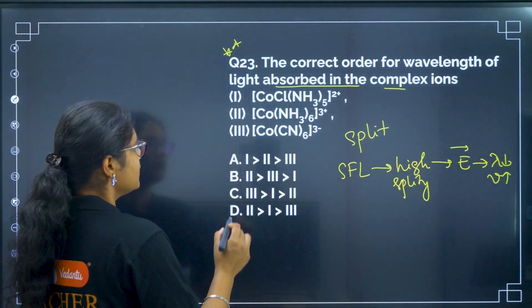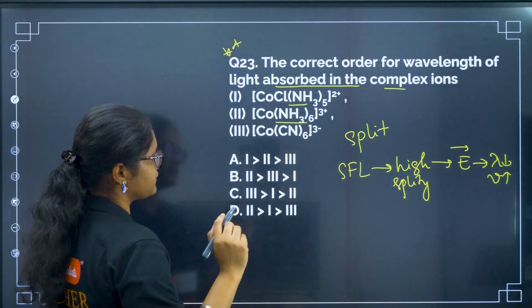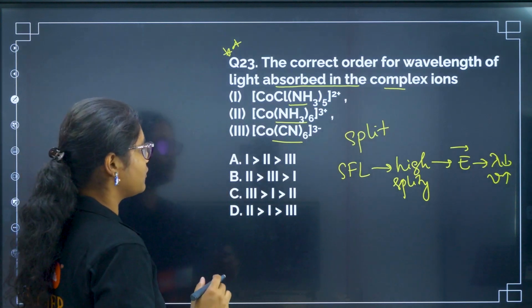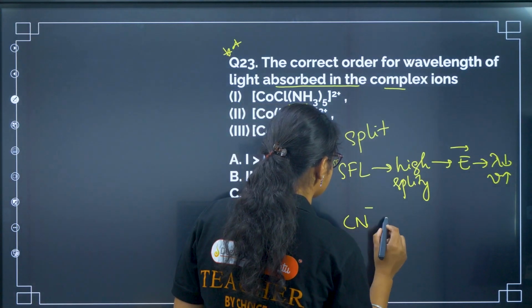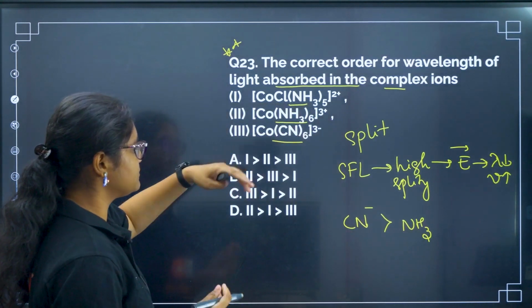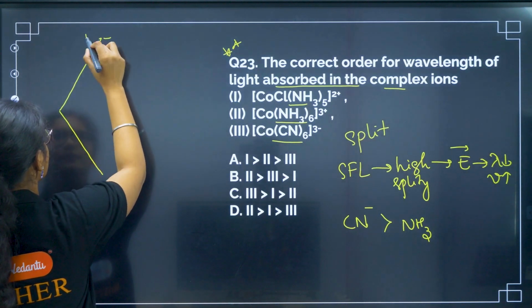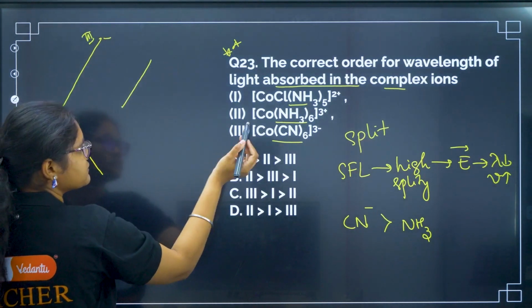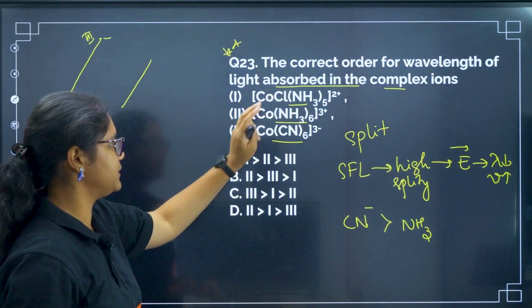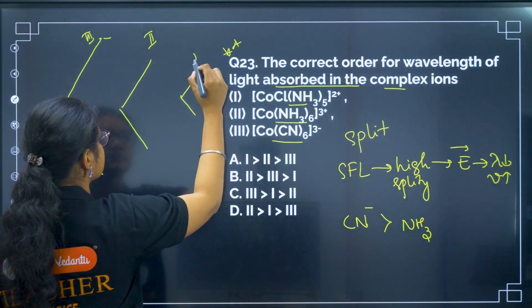Now you see, in the first option we have 5 NH3 ligands, in the second option we have 6 NH3 ligands, and in the third option we have 6 CN minus ligands. So if you know the order of strength, CN minus is a stronger ligand than NH3, right? So that means the splitting in option 3, I can draw the diagram like this. This is the option 3 splitting, and next which one will come? See here all 6 are strong ligands NH3, but in the other one Cl is there. So I can say here splitting will be less. So for option 2 this will be the splitting and for option 1 this is the splitting.